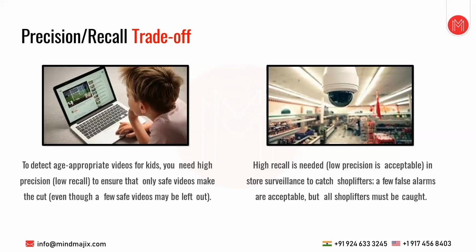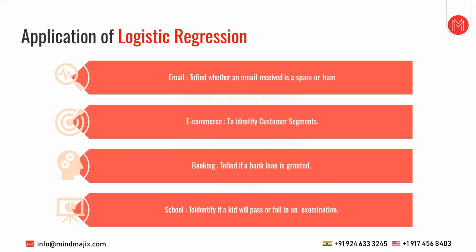So after covering almost everything related to logistic regression and classification, now let's talk about some classification based applications or use cases. If you want to find whether a received email is spam or not spam, this application is based upon logistic regression and support vector machine. If you want to identify customer segments, like which segment a customer is coming from in e-commerce, or in the banking sector to find whether a bank loan is granted or not, or in a school to identify if a kid will pass or fail the examination, logistic regression is a good choice.